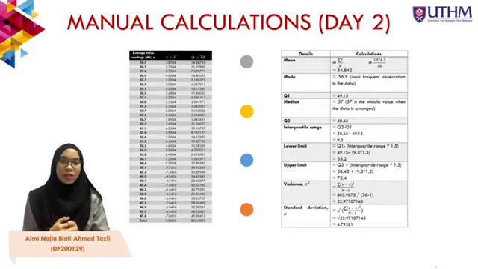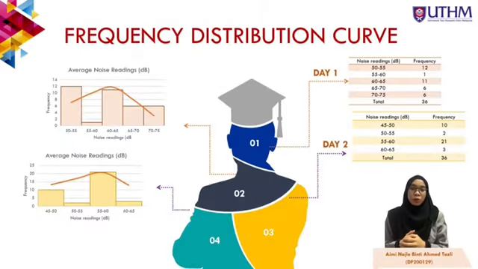The median is 57. The third quartile is 58.45. The interquartile range is 9.3. The lower limit is 35.2. The upper limit is 72.5. The variance is 22.971, while the standard deviation is 4.792. For the frequency distribution curve, we change the data from ungrouped to grouped data, where both days have interval classes of noise readings. Day 1 has 5 interval classes, while day 2 has 4 interval classes.